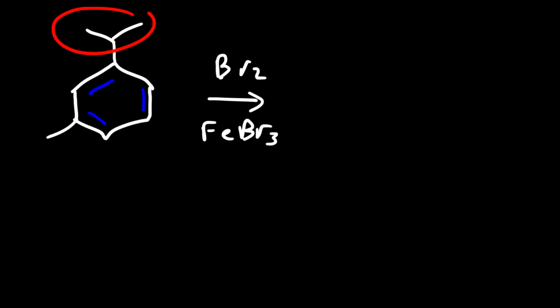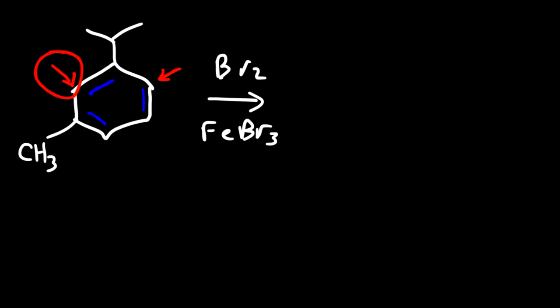So here we have an isopropyl group and a methyl group. Both of these two groups are weakly activating, so they have the same strength in terms of directing effects. So we need to consider steric effects. Now, the isopropyl group wants to put the bromine atom in the ortho position. Notice that these two ortho positions are different from each other. And also, the isopropyl group wants to put the bromine atom in a para position.